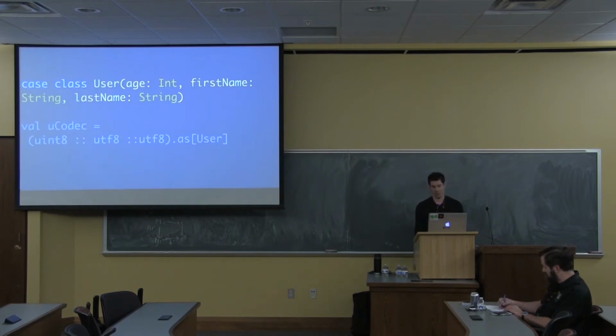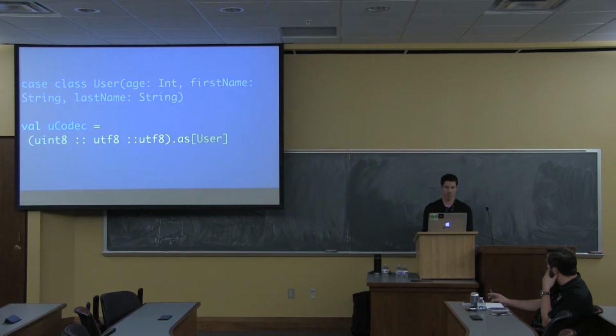So I'm going to use the standard user fake example, right? It's got three fields: age, first name, last name. All right, we want to make a codec for this.